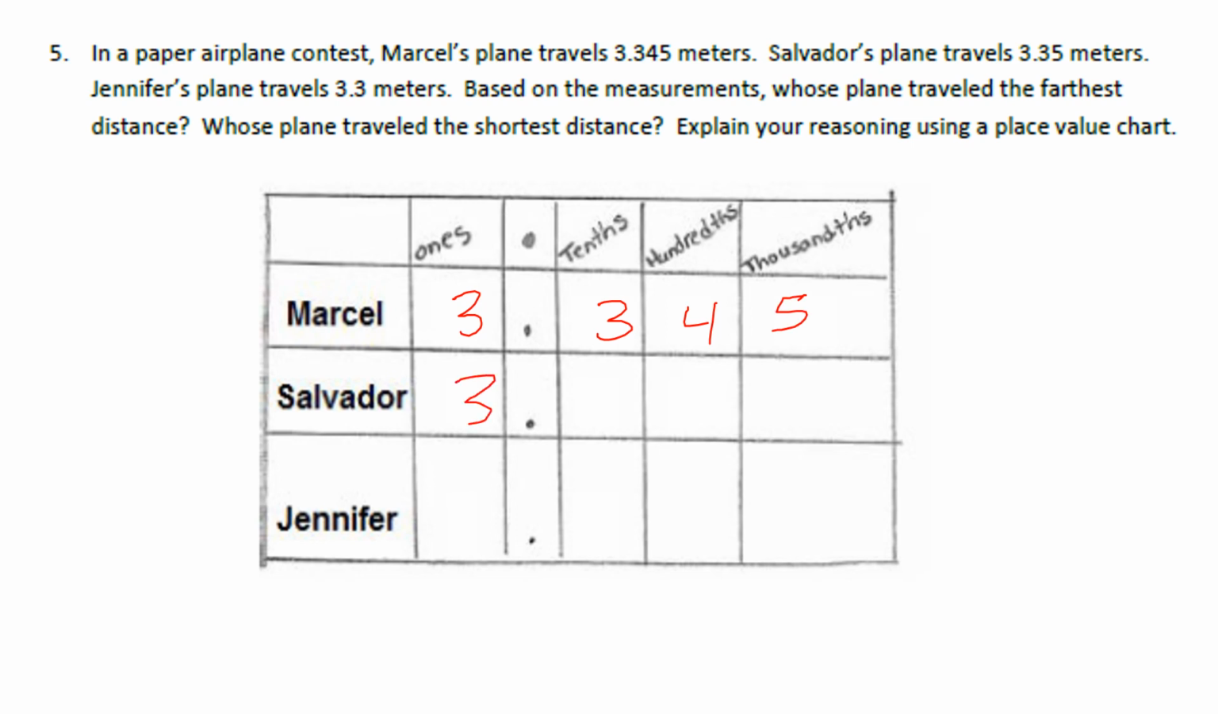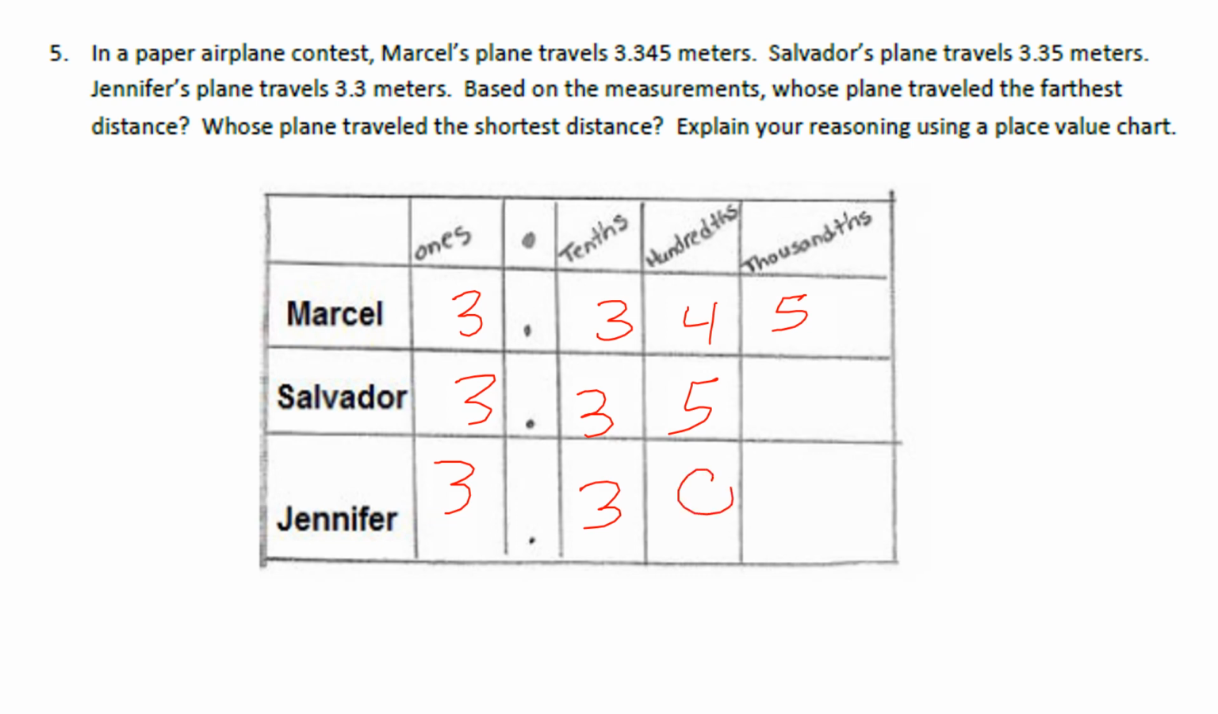Salvador's did 3.35. And Jennifer's did 3.3. Now it wants to know who did the longest and then the shortest. So we're going to have to compare. The longest will be the largest number.